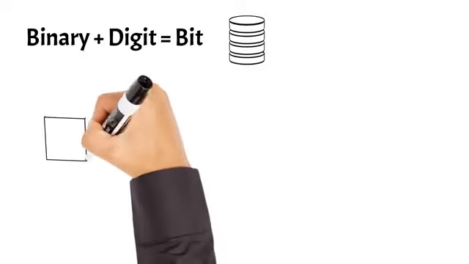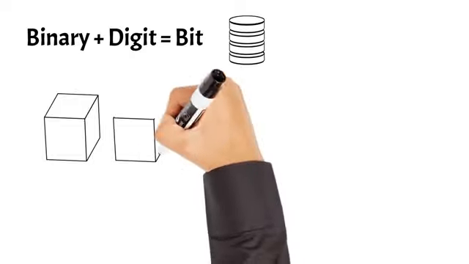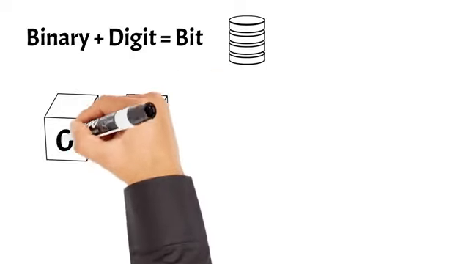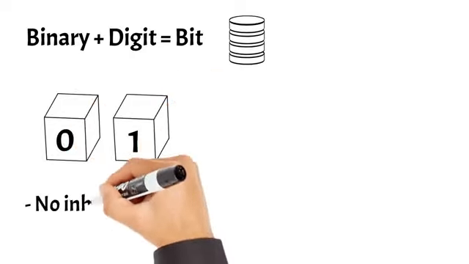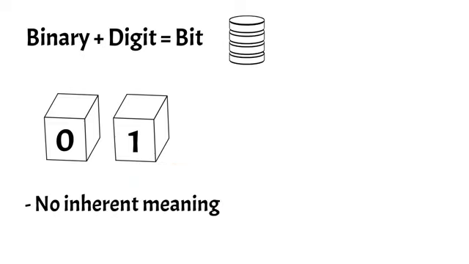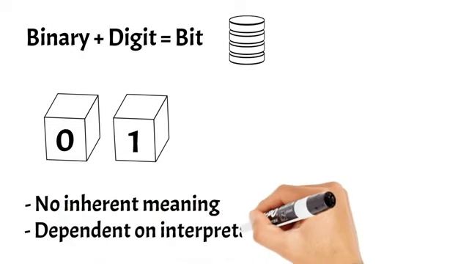Bits are often represented as small blocks, each containing a numerical value. Bits in isolation lack inherent meaning or significance. They are merely the smallest units of data in computing, represented by binary digits of zeros and ones. However, it is humans who assign interpretation and context to these bits.